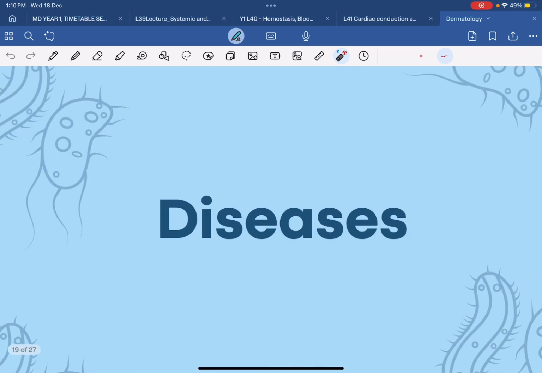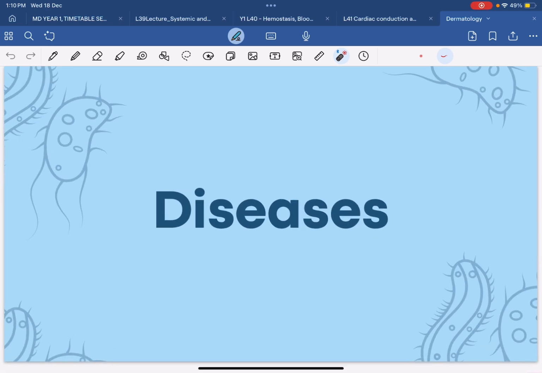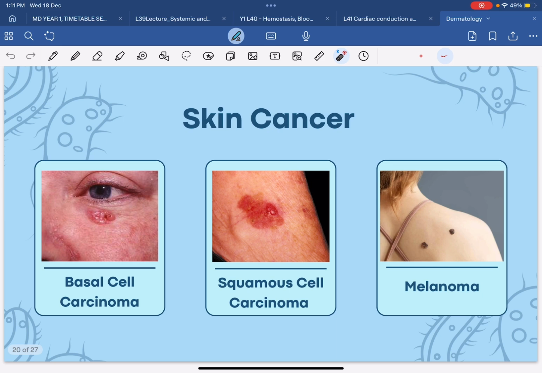So the next one is diseases related to the skin. But now I would like to emphasize skin cancer in my presentation, since this is a common type of cancer that we will face in our future career. So skin cancer occurs when abnormal skin cells begin to grow uncontrollably, mostly caused by frequent or excessive sun exposure, tanning beds, fair skin, and family history.